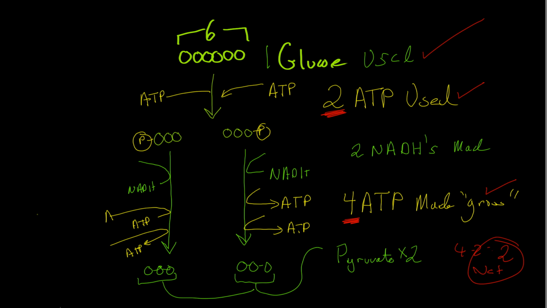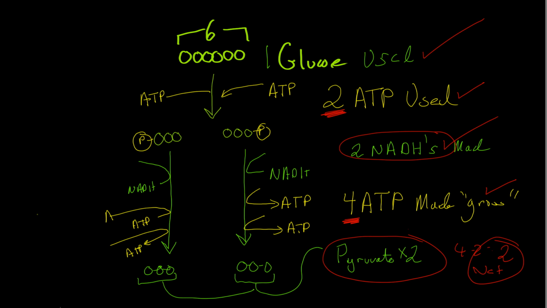During the process, I also made 2 NADHs. Now, these become important later on. Given the presence of oxygen in the mitochondria, we can make some ATPs with these. Right now, we're not going to count it as ATP, but I'm going to tell you, preview of coming attractions, we can make ATPs with those. And finally, we had 2 pyruvates at the end.